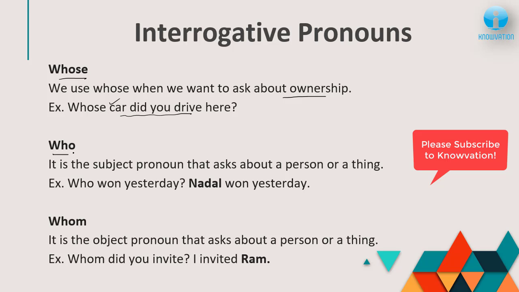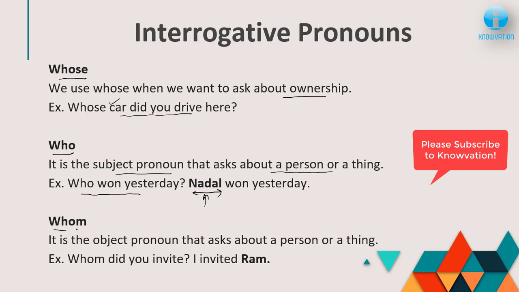Coming to who, now this is a subject pronoun that asks about a person or a thing. So let's see an example, who won yesterday? Now, since this is a subject pronoun, mera jo answer hoga, that will come into the subject. Like here, Nadal won yesterday. So the answer comes in the subject.